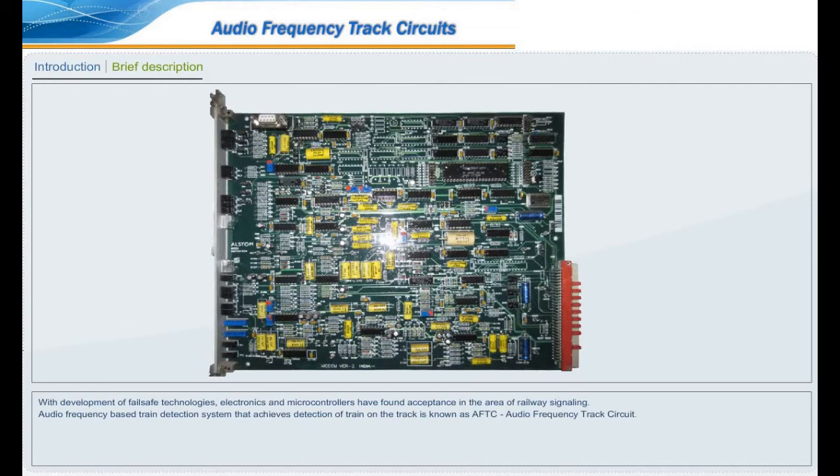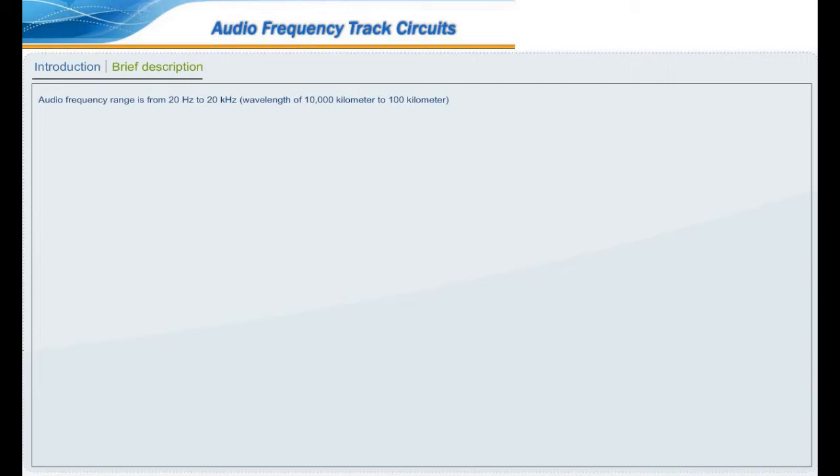With development of fail-safe technologies, electronics and microcontrollers have found acceptance in the area of railway signaling. Audio frequency-based train detection system that achieves detection of train on the track is known as AFTC, audio frequency track circuit. Audio frequency range is from 20 Hz to 20 kHz, wavelength of 10,000 km to 100 km.